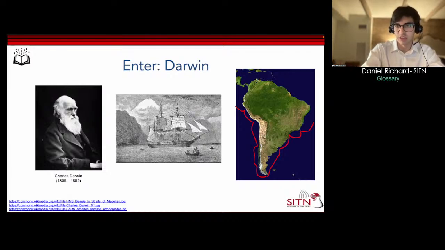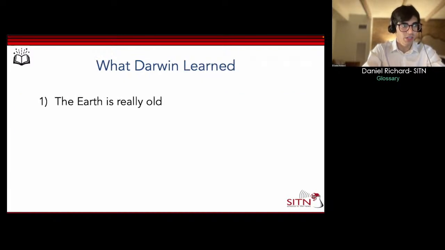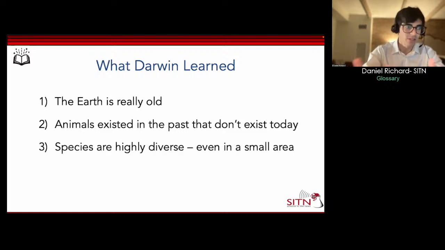And so what did he see? He saw lots of fossils. He saw lots of rocks and geologic features. And he saw lots and lots and lots of animals and plants. From all of these observations, he drew three main conclusions. First, that the Earth is really old. That's based on both the fossils that he saw and the geological features, because he had a bit of background in geology and chemistry. He knew that animals existed in the past that don't exist today. And he also saw that species of animals are highly diverse, even in a very small area.